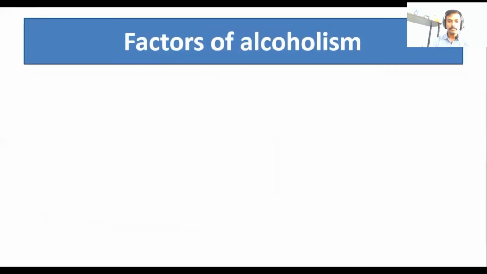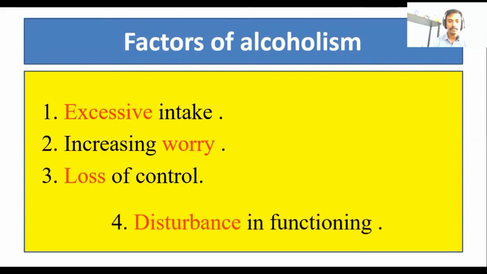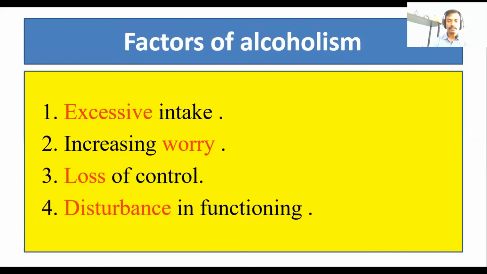Then factors of alcoholism: excessive intake, increasing worry. A person takes alcohol maybe to avoid worry, but it's impossible. First, a small amount of alcohol is taken to avoid worry, then that amount is not enough for removing the worry. That leads to excessive intake, which ends in alcoholism. There is loss of control, mental control, physical control, then disturbance in functioning. Everyday life is always disturbed.